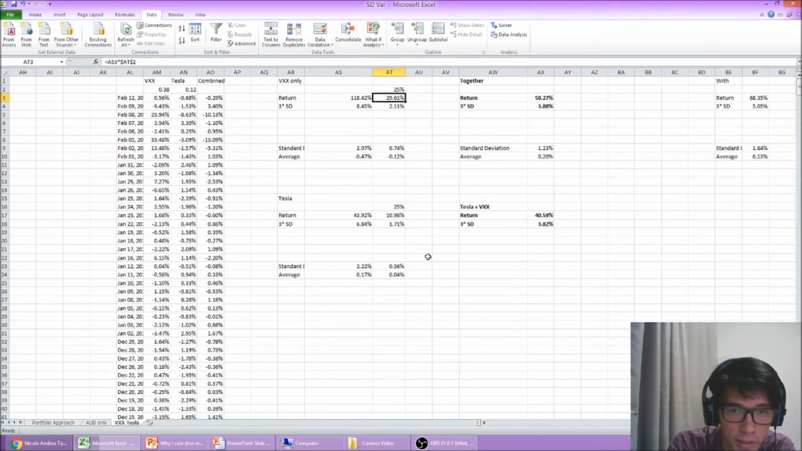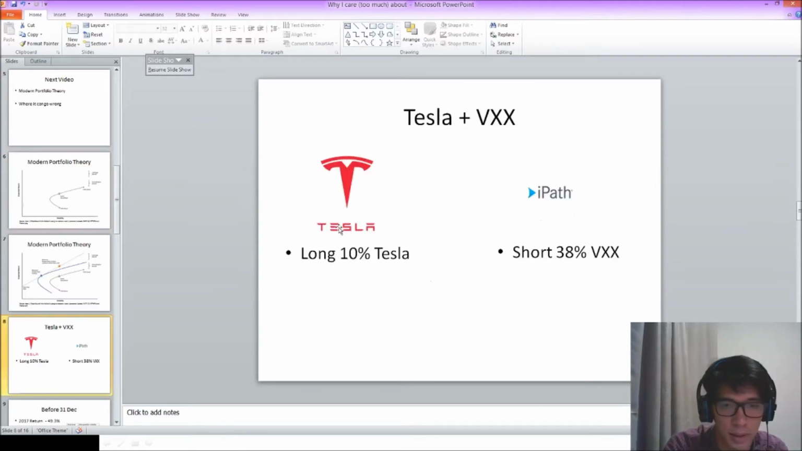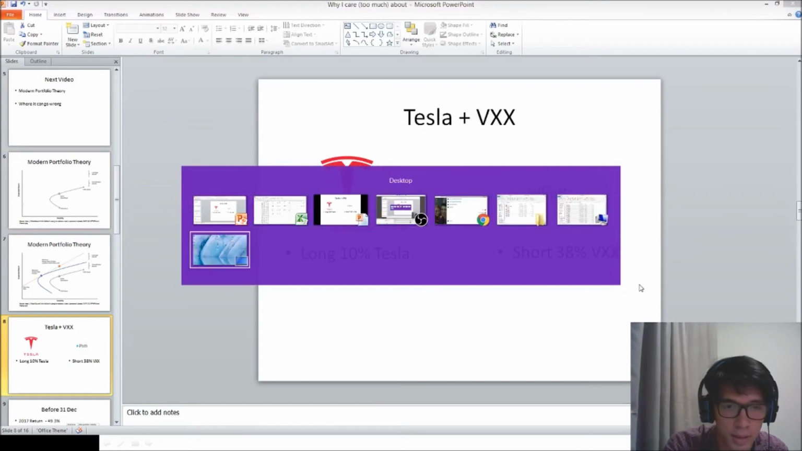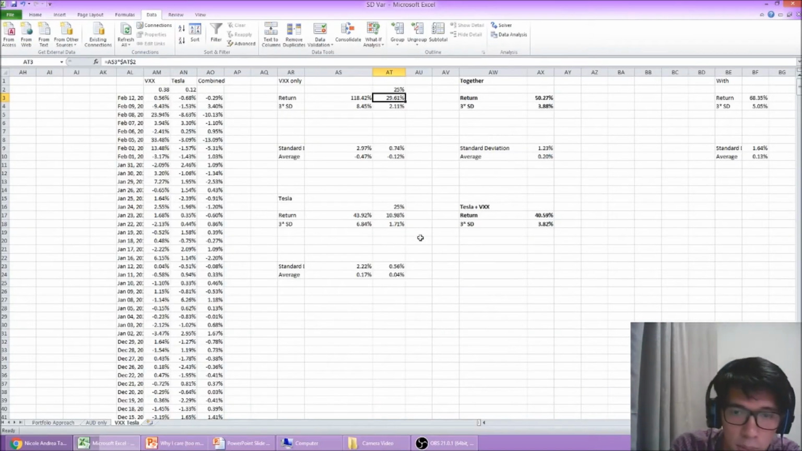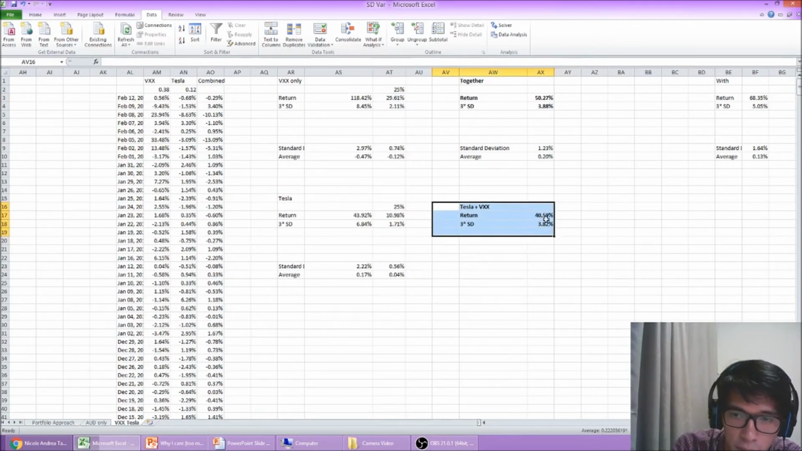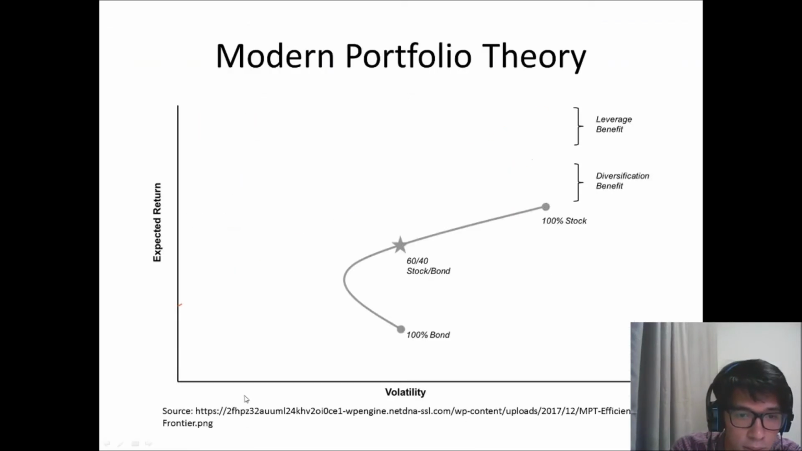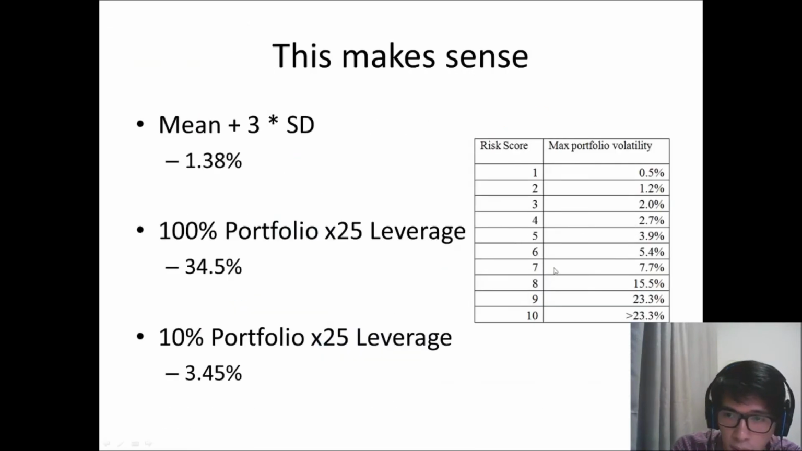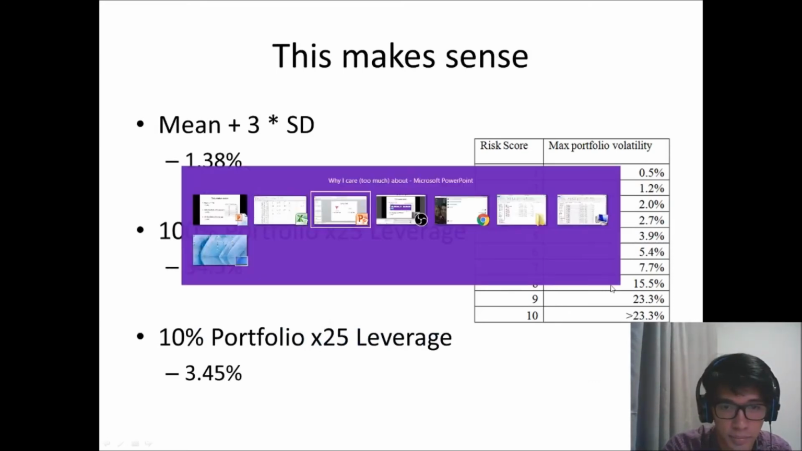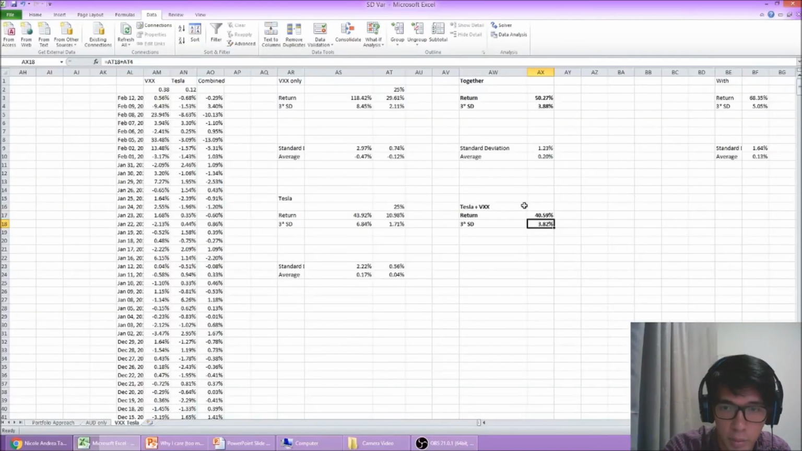So let's say 25% in VXX and 25% in Tesla. Okay, so exactly what I've done here: long Tesla and short the VIX. Okay, so return together would be about 40.59%. This is just in 2017 with a standard deviation of 3.82. So this would give you a risk score of 4, just slightly under 5. Okay, and that would be great if you just had a 25-25 weight.